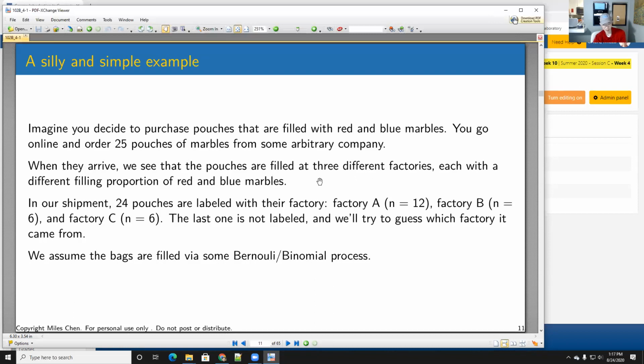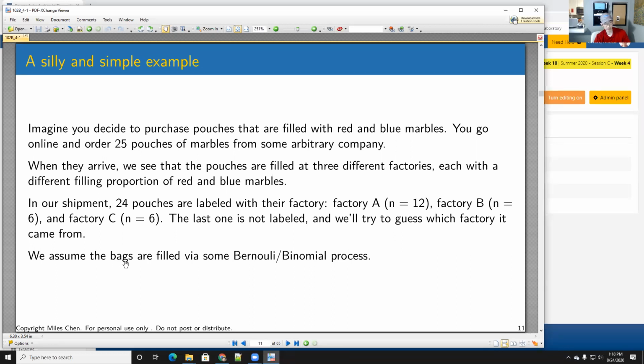And then as we open them up, we say, you know what, these factories actually are a little bit different, okay? So we have 24 of the pouches labeled with their factory, okay? 12 came from factory A, 6 came from factory B, and 6 came from factory C. And then the last one, the 25th one, is not labeled. And what we're going to do is try to guess what factory it came from.